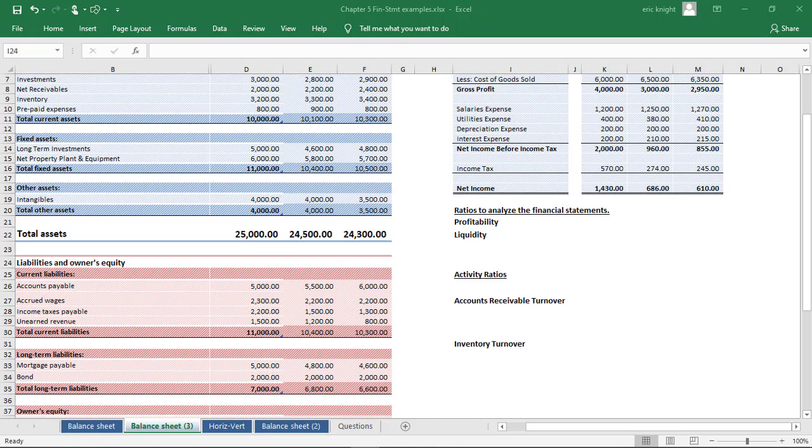The activity ratios are ratios that are based on activities. And it depends on the kind of business that you're in. Does your business need receivables? Well, if you're Walmart, you don't have receivables. Everybody pays you before they leave. But our business, we do have receivables.